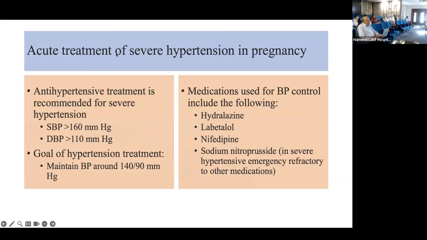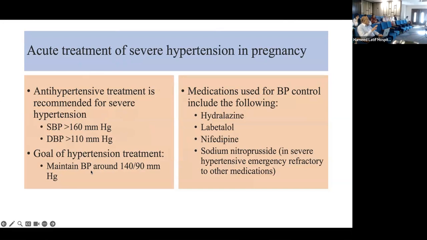Acute treatment of severe hypertension in pregnancy, antihypertensives. I'll show you a couple of tables which were given perhaps last year or in 2020 in the New England Journal of Medicine. Those are quite useful. I'll show them to you, how to control blood pressure. So antihypertensive treatment is recommended for severe hypertension, the criteria which we already know. And the goal of hypertension treatment is to maintain a blood pressure around 140 by 90.